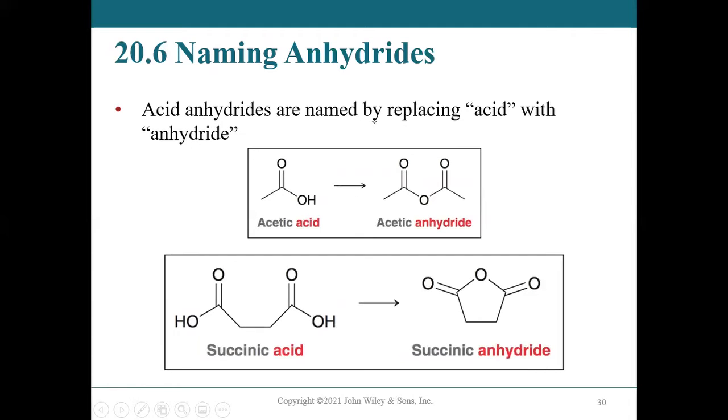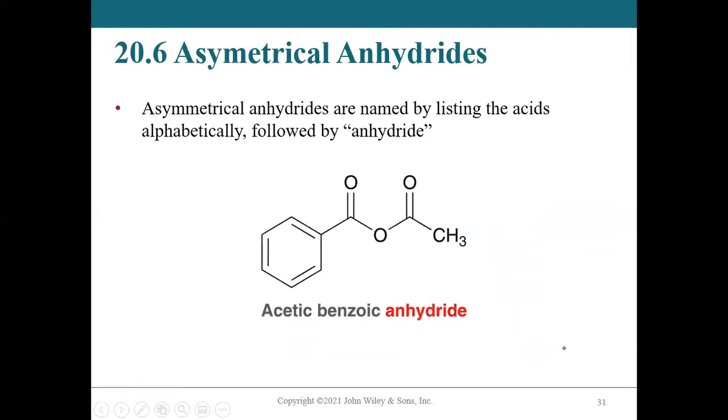Acid anhydrides are named by replacing acid with anhydride. Acetic acid will be acetic anhydride. Succinic acid becomes succinic anhydride. Asymmetric anhydrides are named by listing the acids in alphabetical order followed by anhydride. So here we have this anhydride that comes from acetic acid and benzoic acid, alphabetically acetic benzoic anhydride.